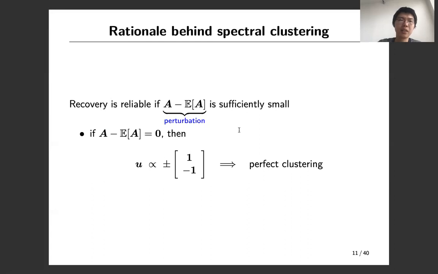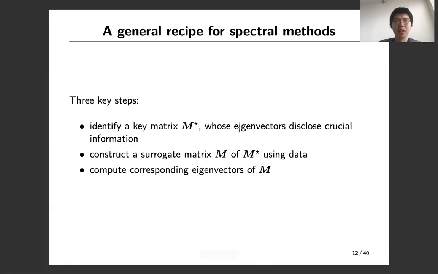Okay. So this finishes our introduction, the motivating application of community detection. Now we want to extract a general recipe for spectral method using this application. It turns out that, based on our prior experience, there are three key steps involved in spectral method.